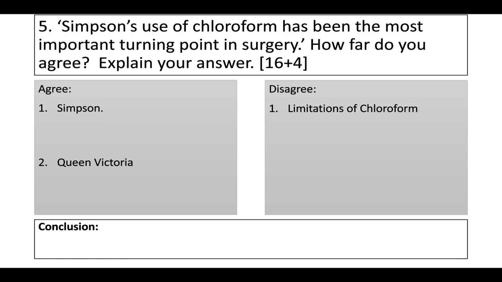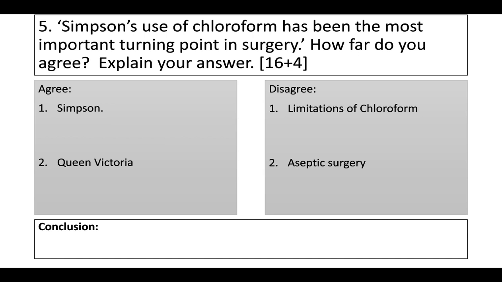Okay, and actually the number of deaths in surgery went up after chloroform was used widely. So that suggests it isn't a turning point, because things actually got worse for a little bit in surgery before they got better. Okay, and then we might provide an alternative argument for what might have been the most important turning point in surgery. We might say that aseptic surgery was the most important turning point.